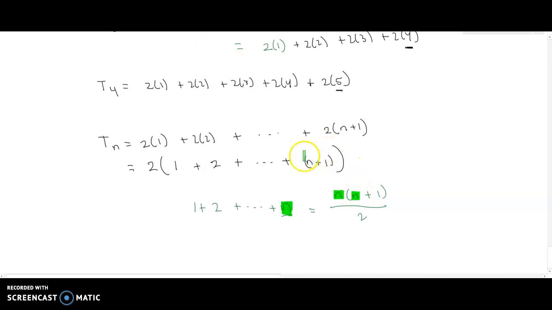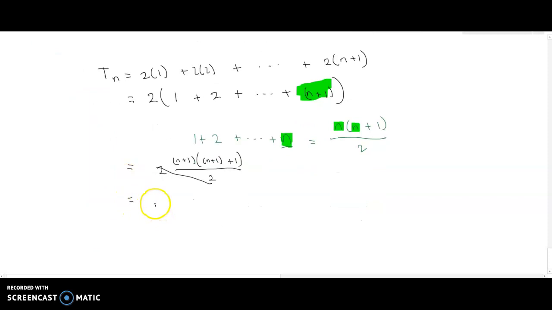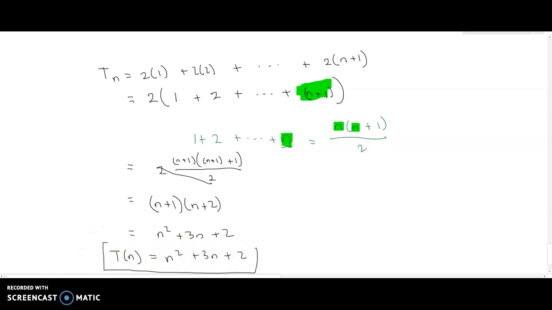So if I want to sum to n plus 1, my final value is n plus 1, so this is going to be 2 times n plus 1 times quantity n plus 1 plus 1 all over 2. So nicely here, these 2's cancel out. I get n plus 1 times n plus 2. And if I distribute that, I'll have n squared plus 3n plus 2. And that's my final answer. So my time complexity function, T of n, is n squared plus 3n plus 2. And that's my final time complexity function.